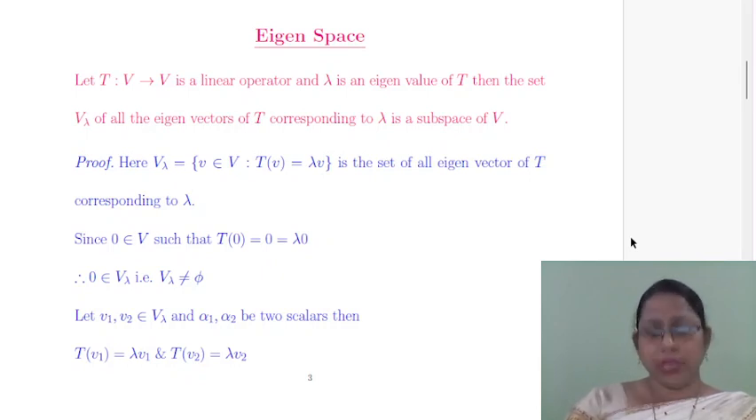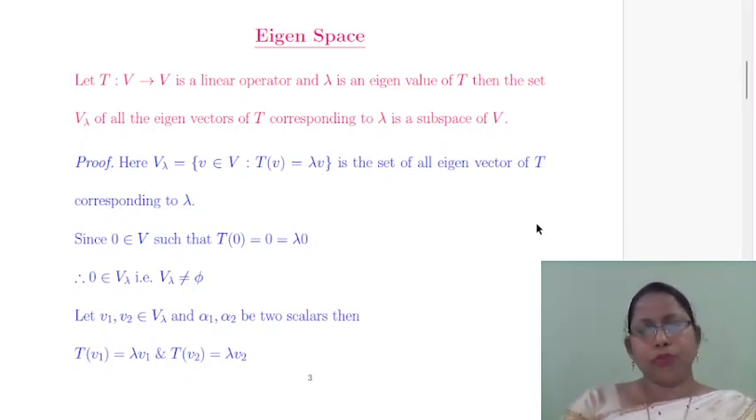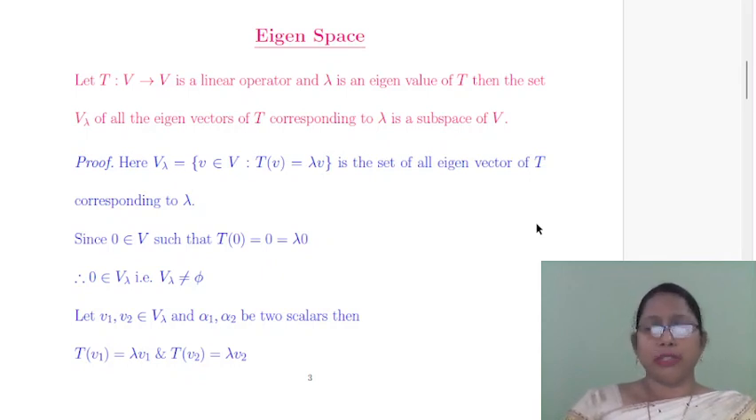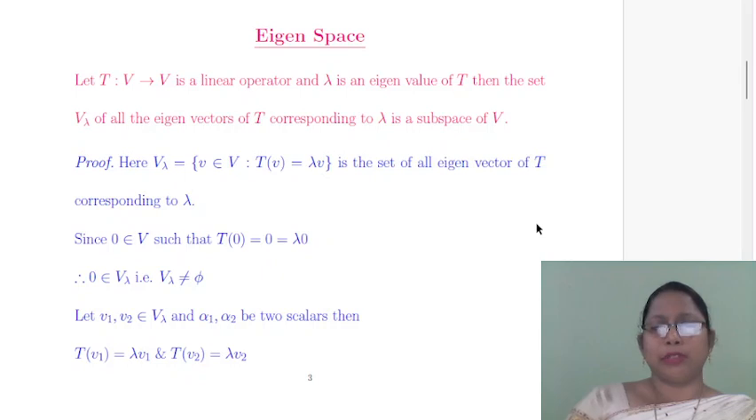Since 0 belongs to V, T of 0 is equal to 0, and it can be written as lambda times 0. Therefore, 0 belongs to V lambda and V lambda is non-empty. Let b1, b2 belong to V lambda and alpha 1, alpha 2 belong to F. As b1, b2 belong to V lambda, T of b1 is equal to lambda b1, T of b2 is equal to lambda b2. We are going to show that V lambda is a subspace.